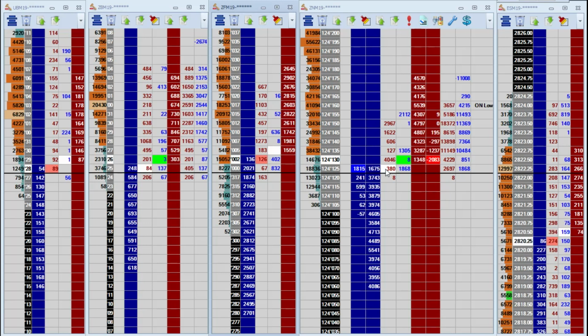It's curious to see what happens if we do get back up to this level, because all these people that bought here are going to have to unload those positions and drive this back down. Anyway, just wanted to get on and give a quick update. That is what we're looking at.